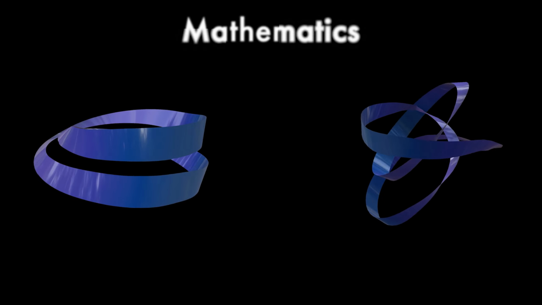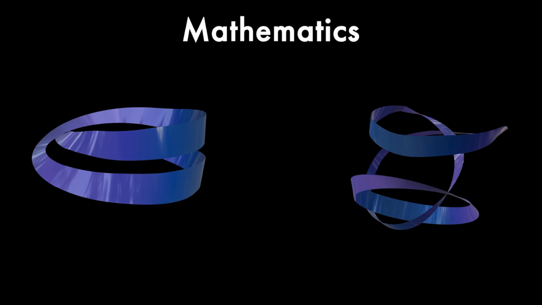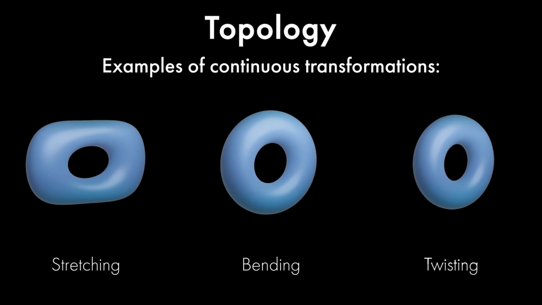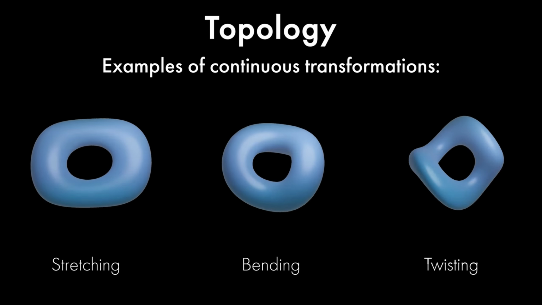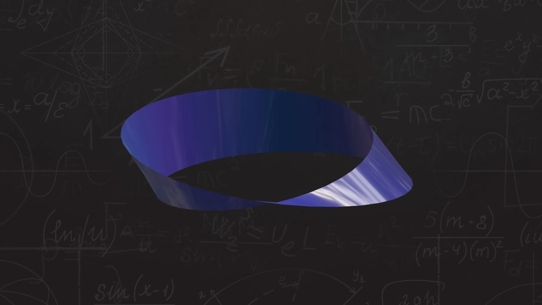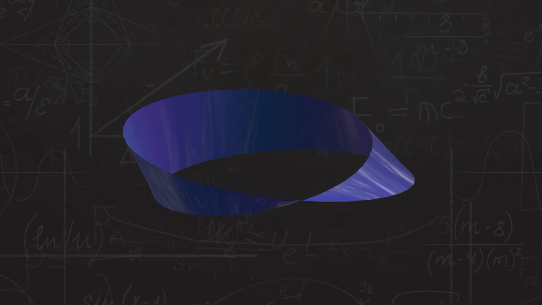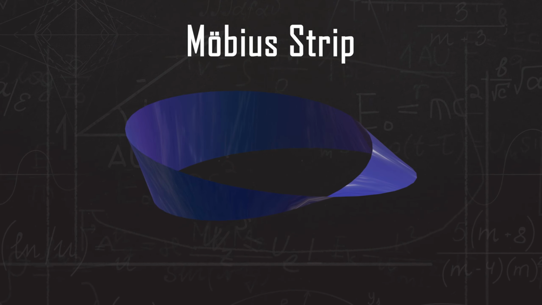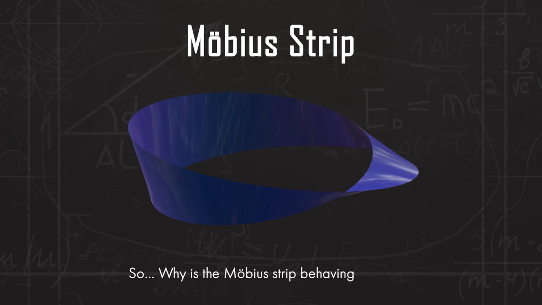No, it's simply mathematics. This object falls under the branch of math called topology, which studies the properties of objects that are preserved through continuous transformations. This shape, despite being so easy to make, has countless fascinating mathematical properties and vast amounts of research dedicated to it. It's called the Möbius strip. So why is the Möbius strip behaving this way?